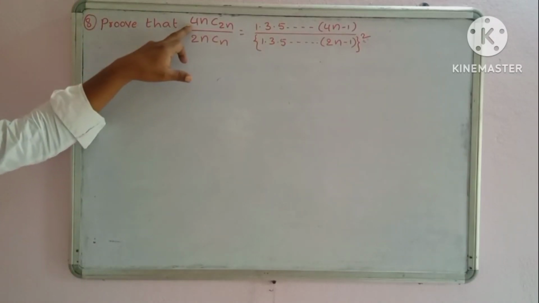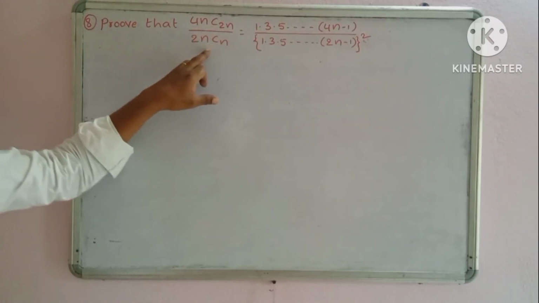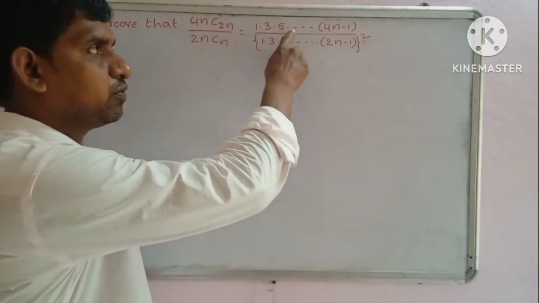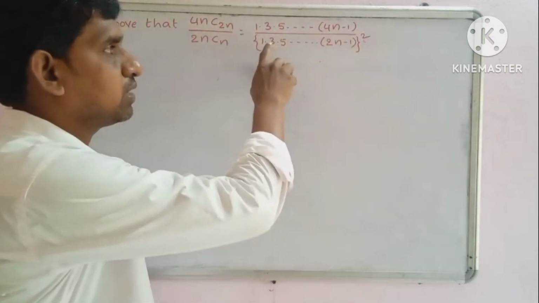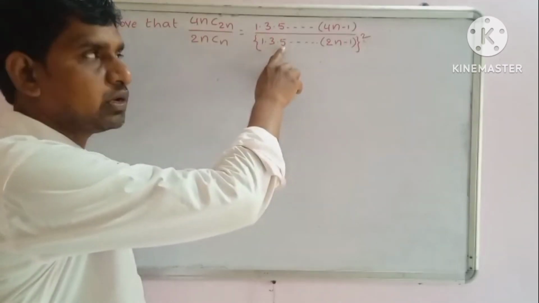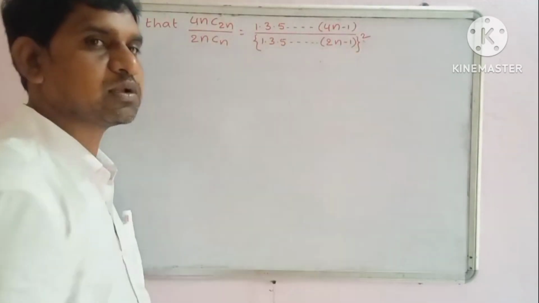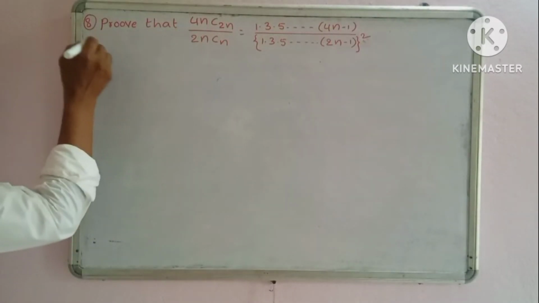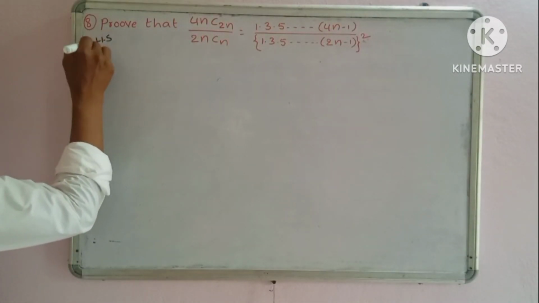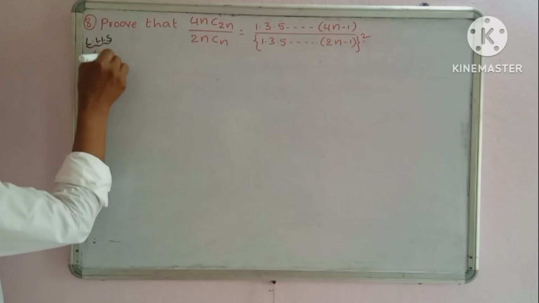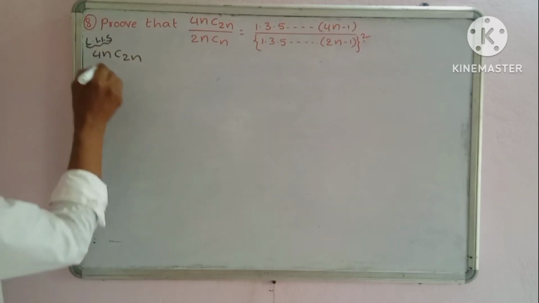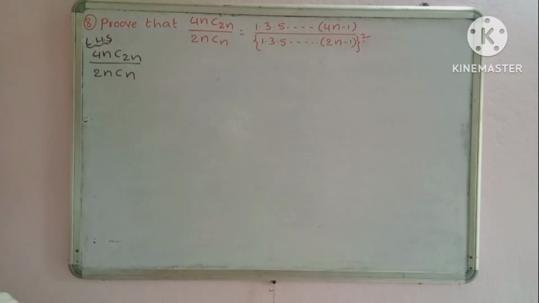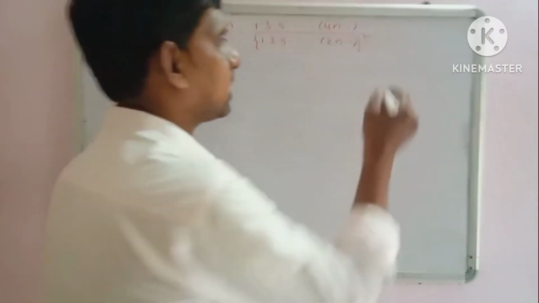Prove that 4nC2n by 2nCn equals 1 into 3 into 5 into so on 4n minus 1, divided by 1 into 3 into 5 into so on 2n minus 1, whole square. First, let us take LHS. What is LHS? 4nC2n by 2nCn. We know the formula nCr.